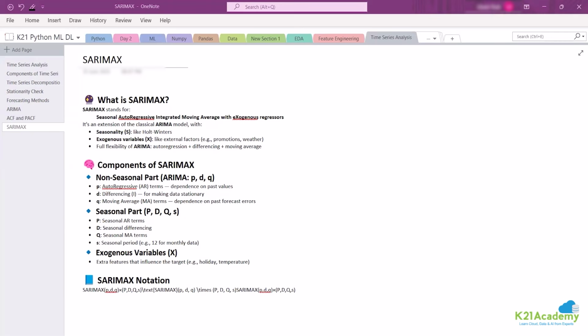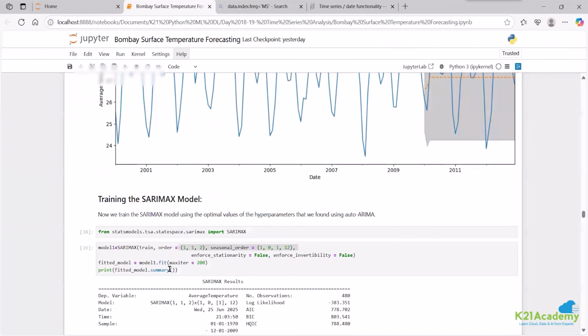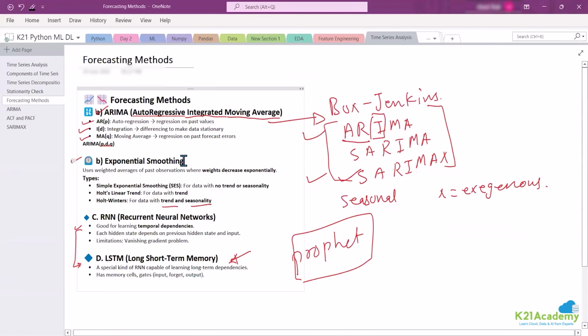Now, in our model, that is the exponential smoothing, we will be considering the Holt-Winters model because our data was showing a smaller trend and a larger seasonality. There are three types of exponential smoothing model. One is simple exponential smoothing, considered when there is no trend or seasonality. Holt linear trend, when there is only trend and no seasonality. And Holt-Winters model, when both trend and seasonality are present.